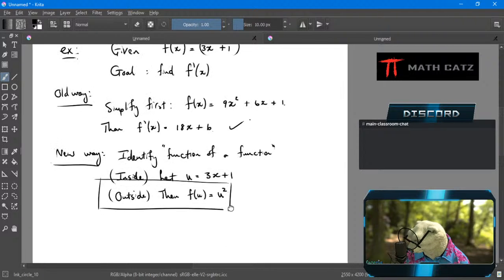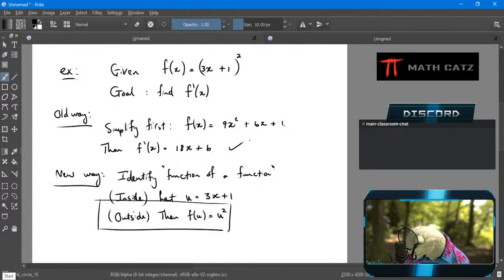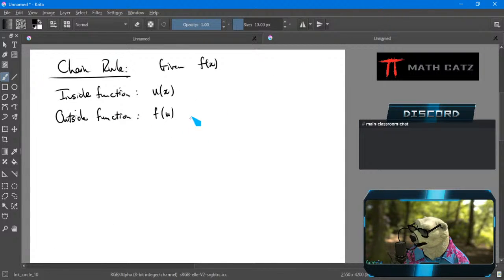Okay, let me take this box off. There we go. So I have this setup. I have a function called u, which is going to be my inside function, a function of x. I have an outside function, which is going to be named the same as the original, and that's going to be a function of the variable u, which is always going to be the name of my inside function.